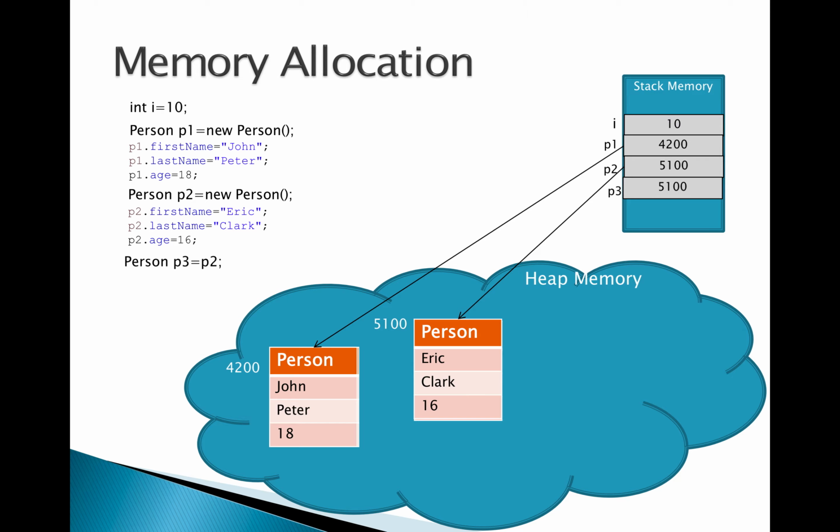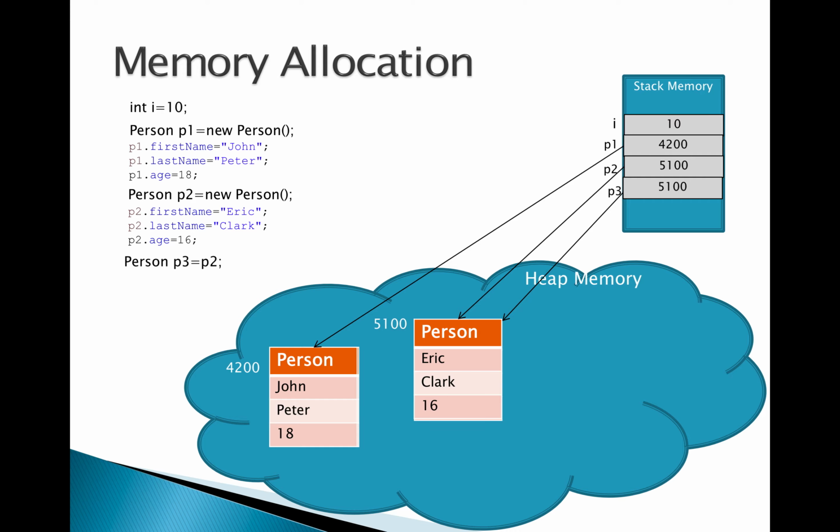What do you mean by copying this? That means now we have two handles for the same object. p2 and p3 both refer to the same object. So now if you try to update p3.firstName is equal to Jim, then what happens? It is going to update the object 5100 from Eric to Jim. And if you try to access p2.firstName, it is going to show the reflected value here, because it is like having a house and having two keys for the house.